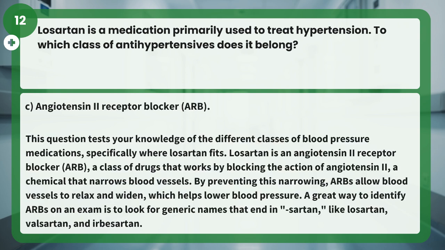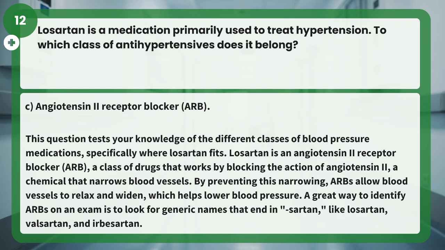Answer: C. Angiotensin II receptor blocker, ARB. This question tests your knowledge of the different classes of blood pressure medications, specifically where losartan fits. Losartan is an angiotensin II receptor blocker, ARB, a class of drugs that works by blocking the action of angiotensin II, a chemical that narrows blood vessels. By preventing this narrowing, ARBs allow blood vessels to relax and widen, which helps lower blood pressure.